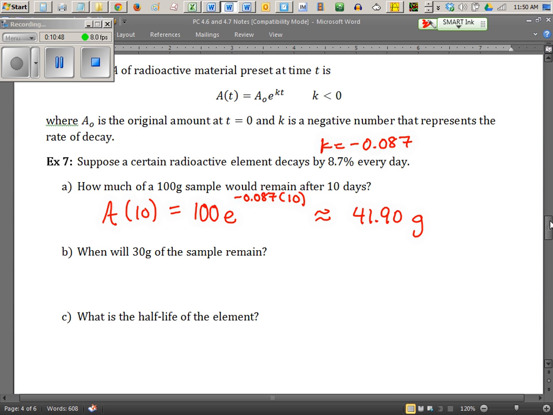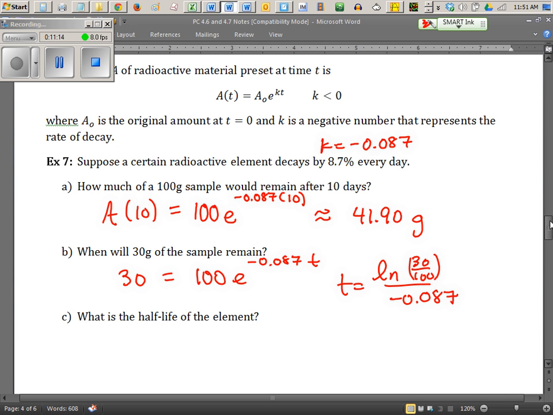That's on the left. See? And then it was a 100-gram sample. E is here. There's your K. We don't know T. But look, we're going to isolate very quickly. Divide by 100. Ln. Divide by K. So you can just type this. Ln of 30 over 100 divided by the K. This will give you your time.